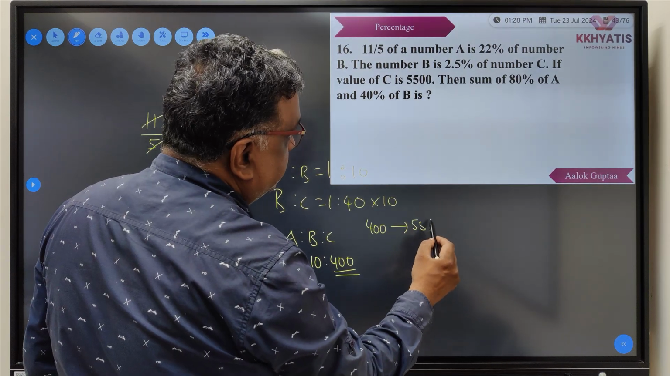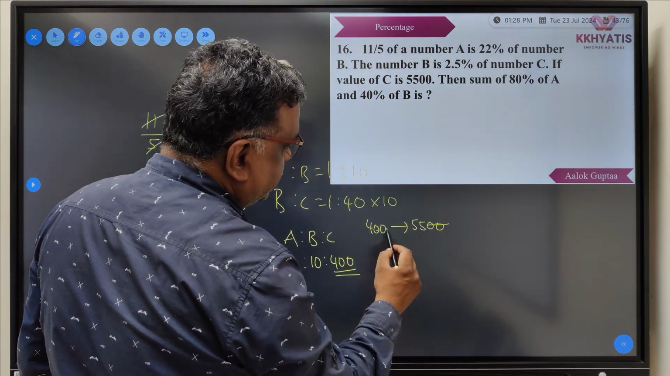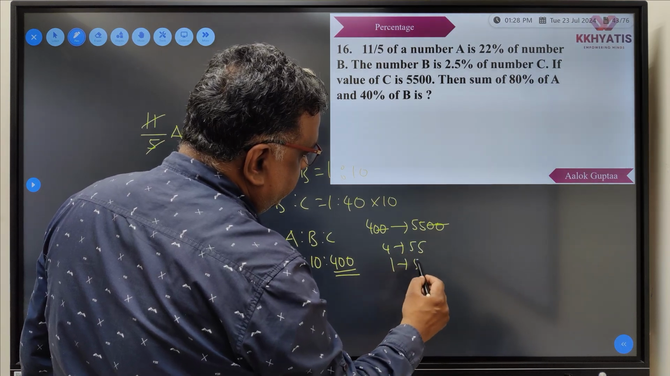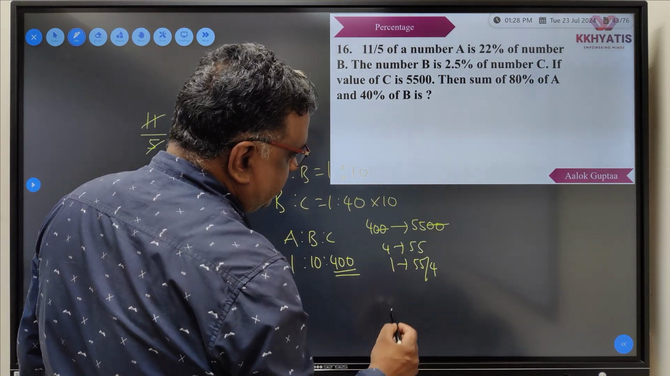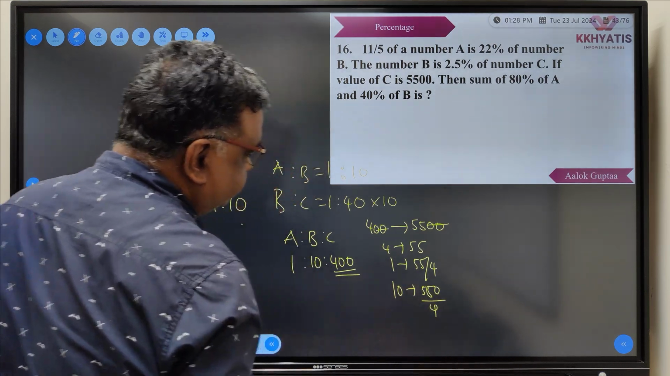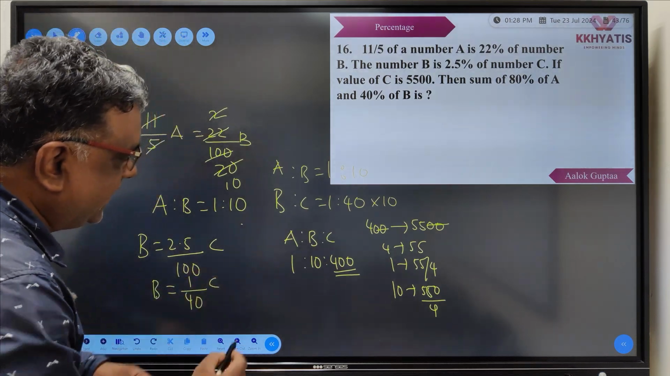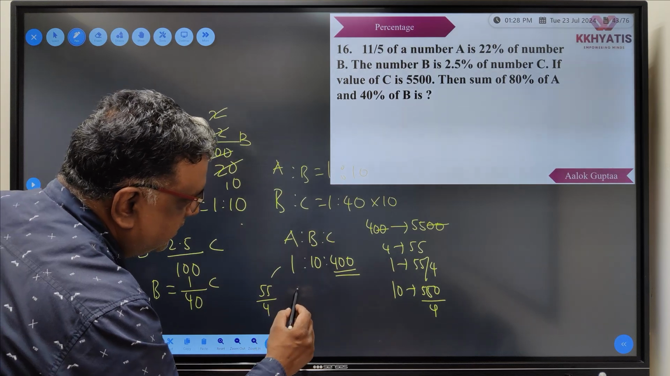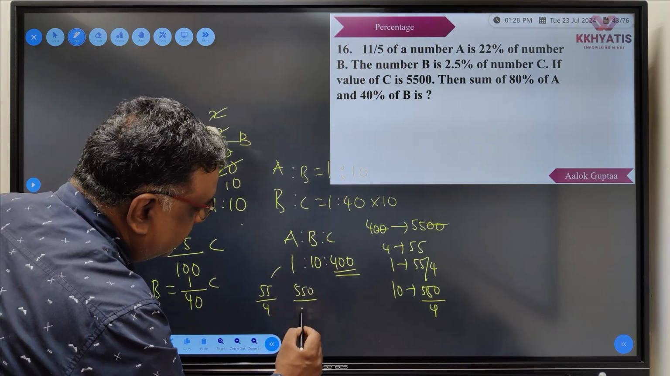Now the value of 400, which is C, in terms of ratio is 400, but in terms of quantity is 5,500. So this 2 will get cancelled. So value of 4 is 55. So value of 1 will be 55 upon 4. And value of 10 would be 550 upon 4. Correct? Which means A is 1, which is 55 upon 4. And B is 550 upon 4.